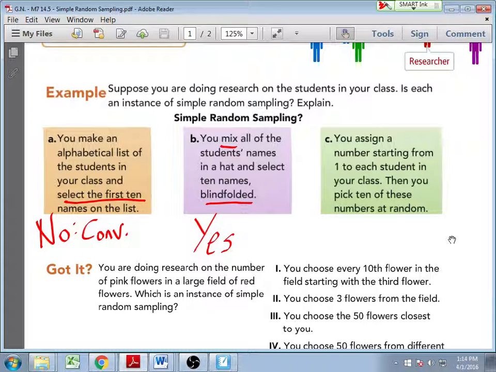You assign a number starting from 1 to each student in your class. Then you pick 10 of these numbers at random using something like random.org. Yeah, because you assigned numbers that randomized everyone's identity, and then you picked the numbers at random. So that is simple random also.